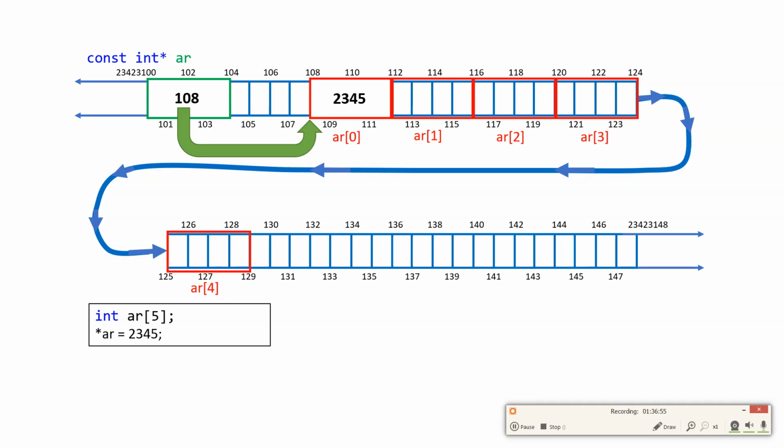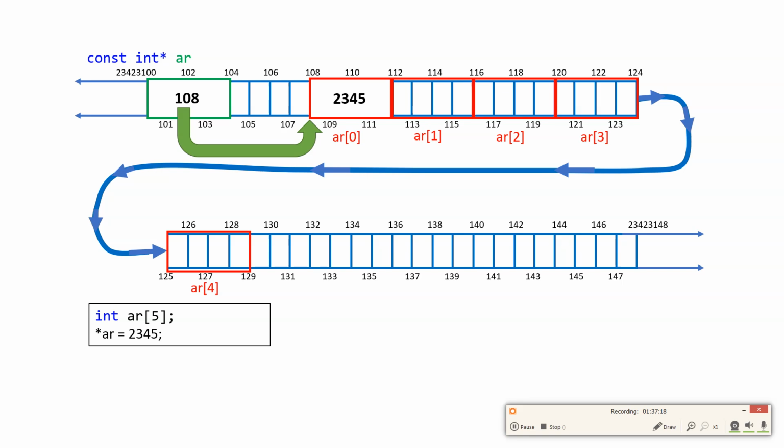Because AR is pointing to the beginning of the array, when you say AR 0, it means from that address go 0 integers further, which means the first one. Go 1 integer further, it goes to the second one, and so on and so forth. And that is what is different between a pointer and an unsigned integer.